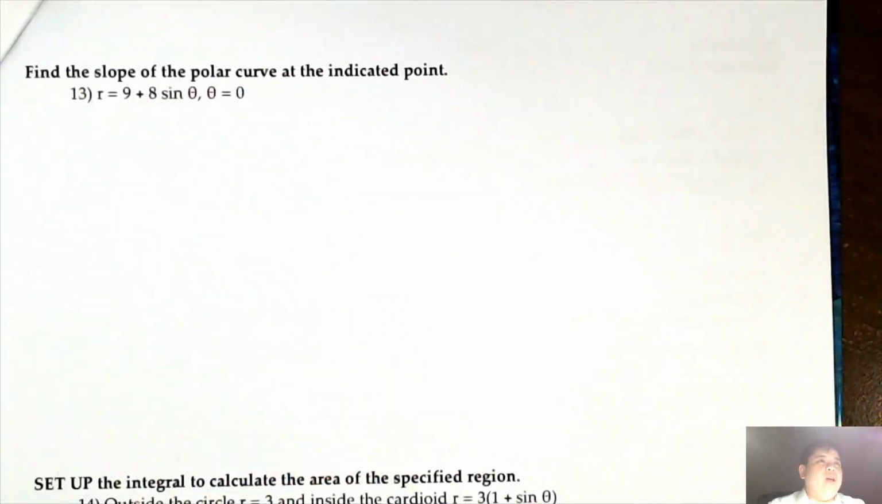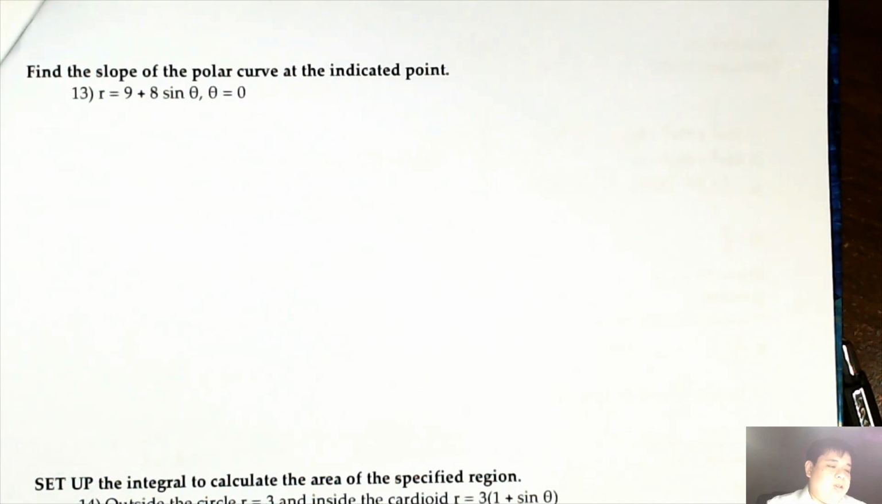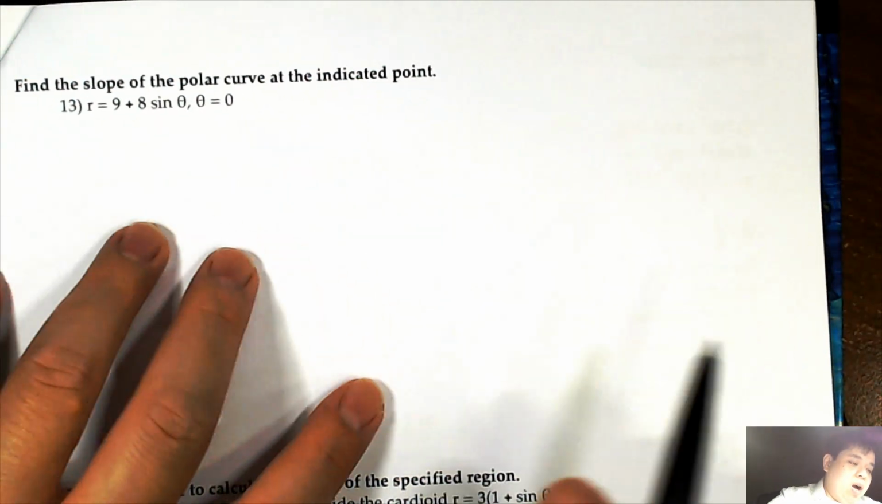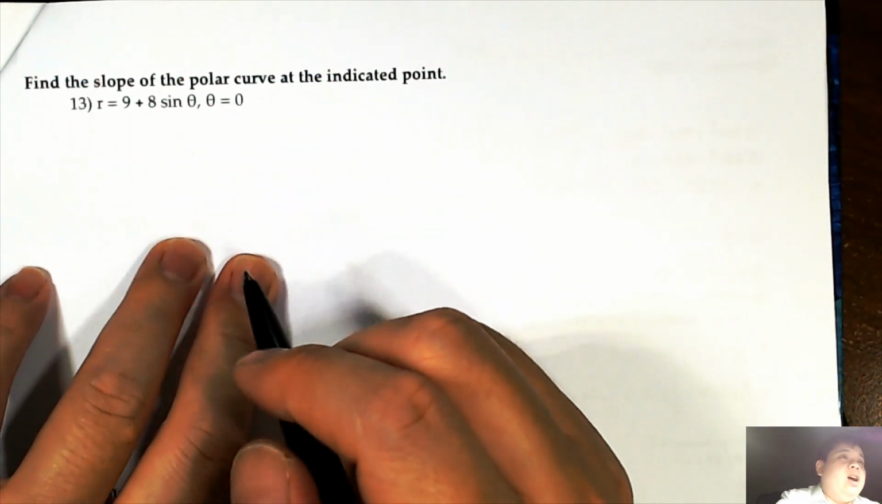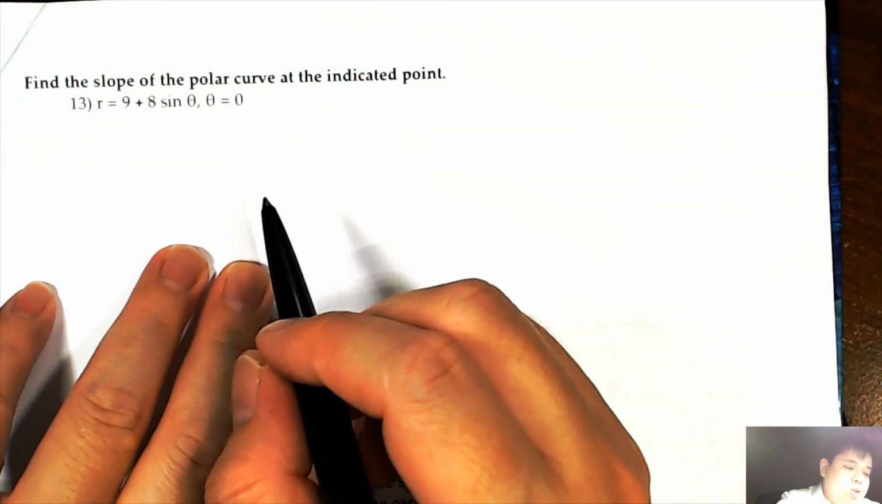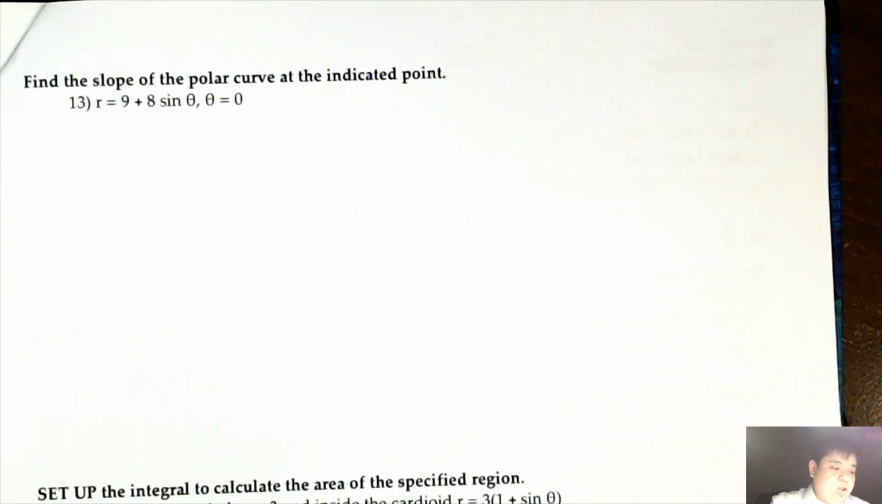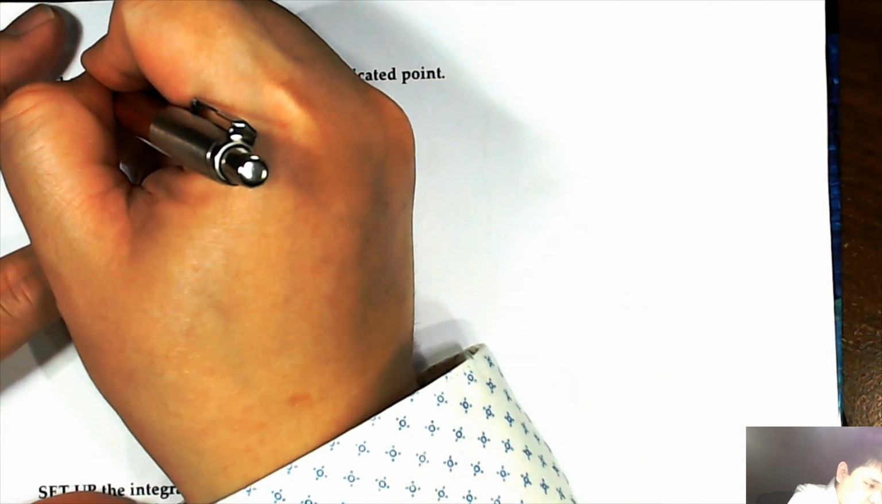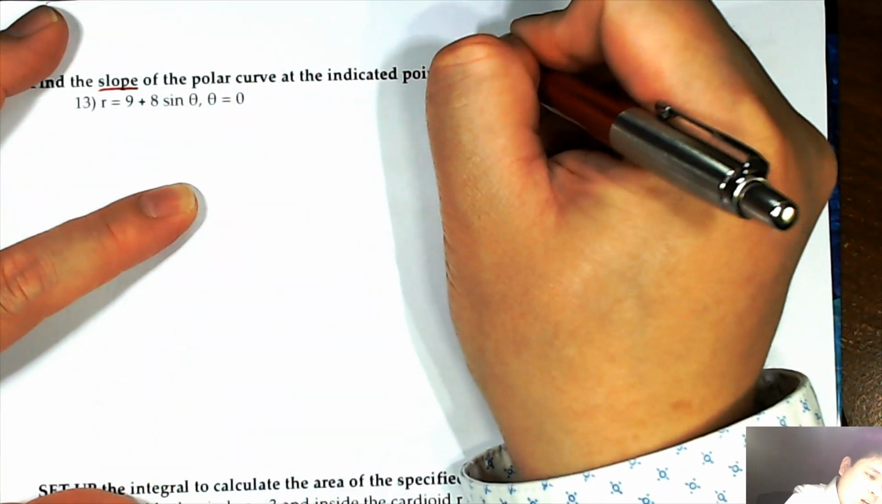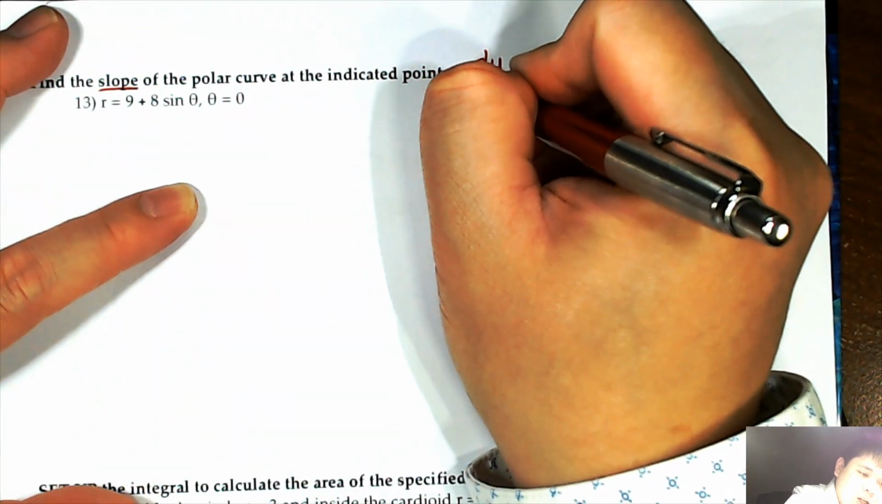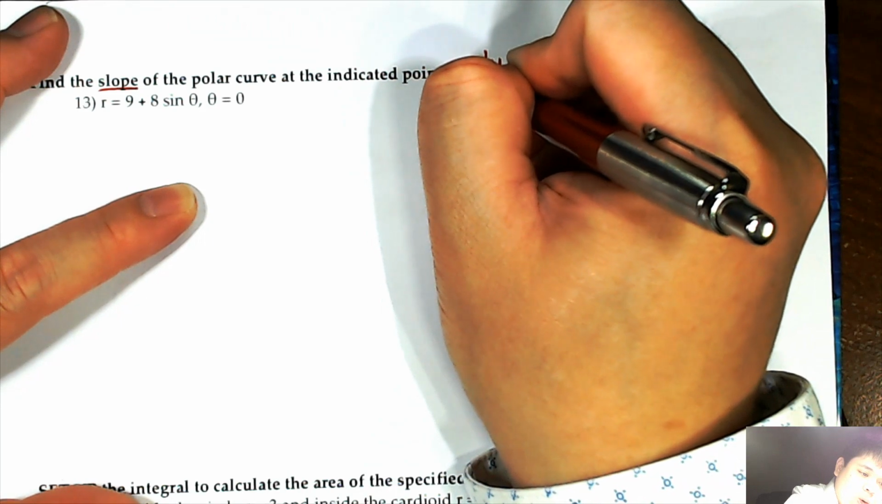Next we have this question. We have the equation given by r equal to 9 plus a sine theta, theta equal to 0, and the question asks us for the slope. Right, the slope is dy over dx.